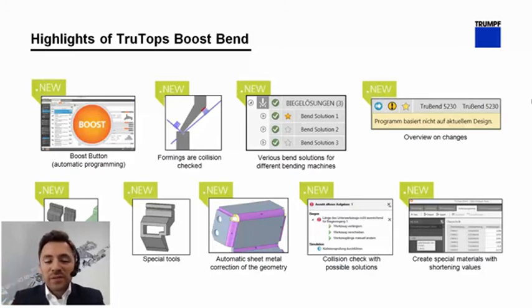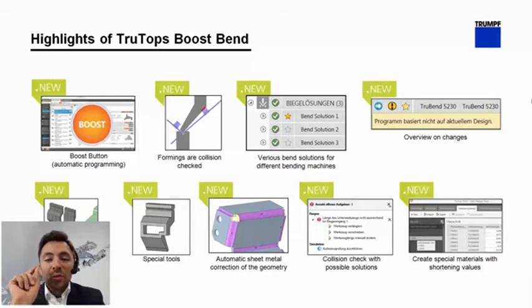Within Bend, we also take some forms into consideration for collision checking. We also are able to generate various bend solutions for different bending machines, and basically you can decide within the production which NC, so which program to take depending on the available bending machine.